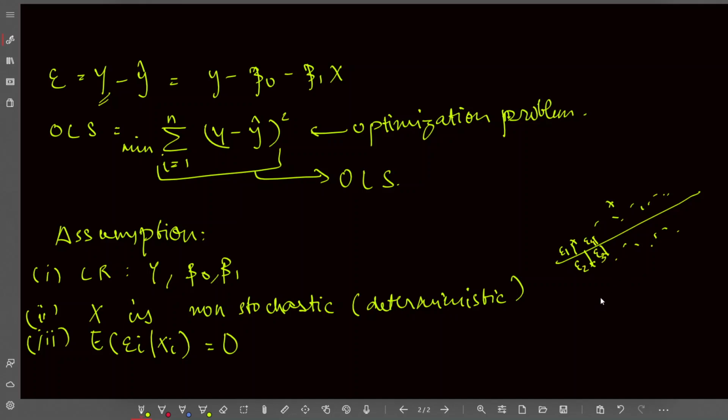What it means is that if I add all of these errors and sum them up, I should get 0. That is what it means. So the expectation of all the errors given xi is equal to 0. That means if I sum up all these errors, I will get the value 0, because error 1 will be positive, error 2 will be negative, etc.